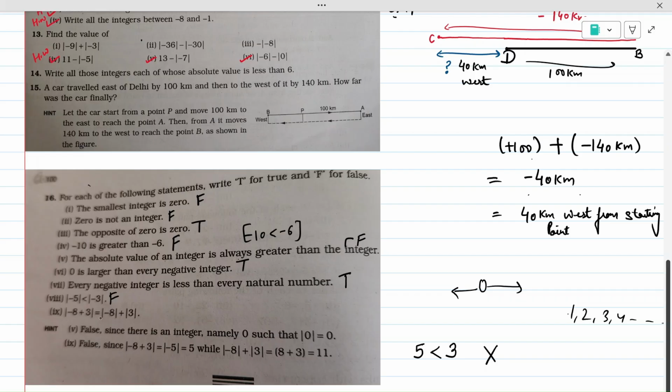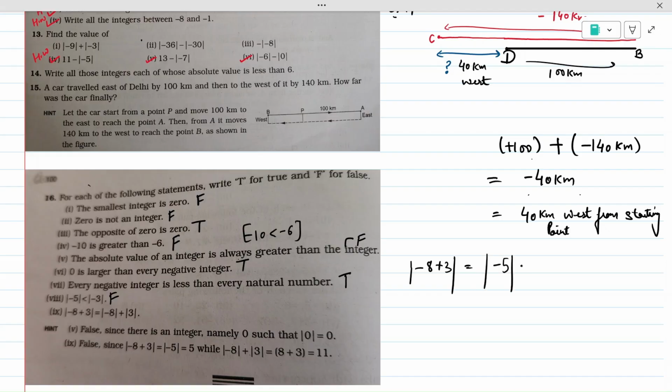Next, last question. Absolute value of minus 8 plus 3 is equal to absolute value of minus 8 plus absolute value of 3. So, let us find this out here. We have absolute value of minus 8 plus 3. Minus 8 plus 3 is equal to minus 5. Absolute value of minus 5 is 5. And the other thing is absolute value of minus 8 plus absolute value of 3. Absolute value of minus 8 is plus 8, of 3 is as is. This is 11. Is 5 equal to 11? No, it is not. So this is false.